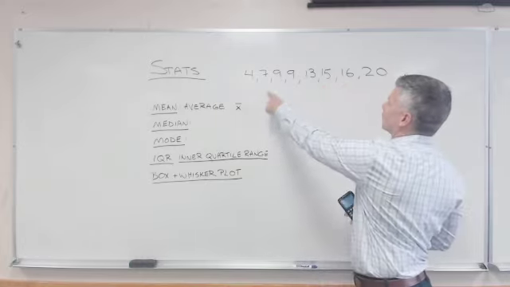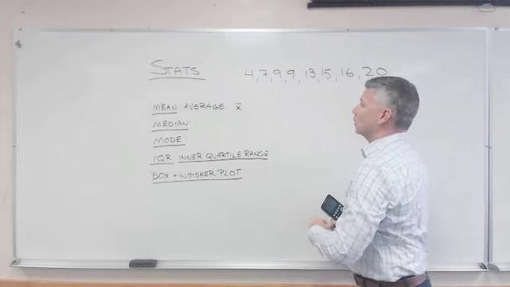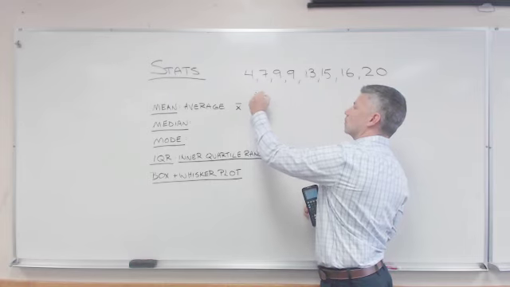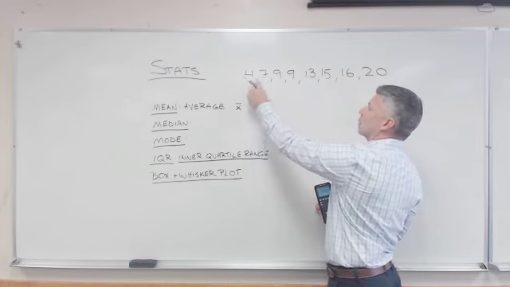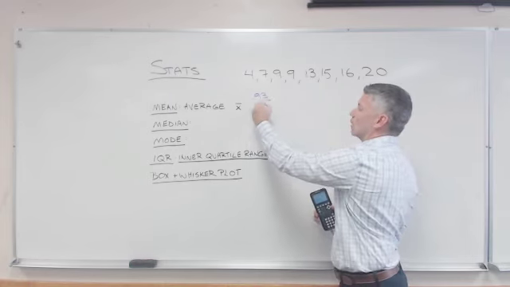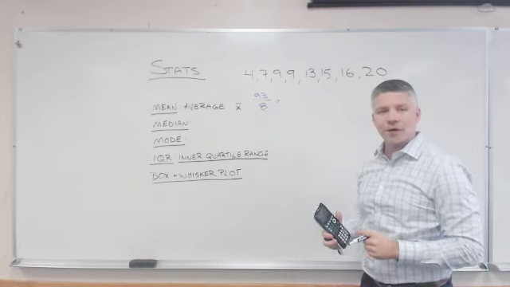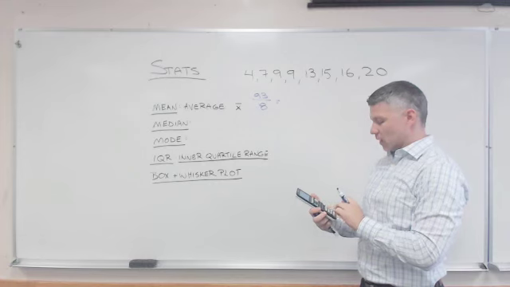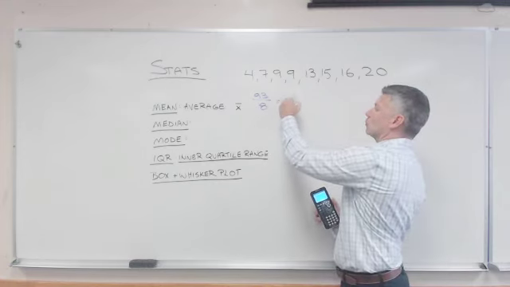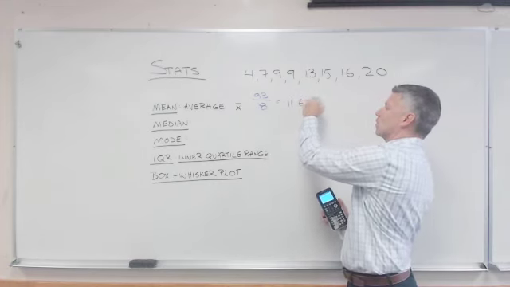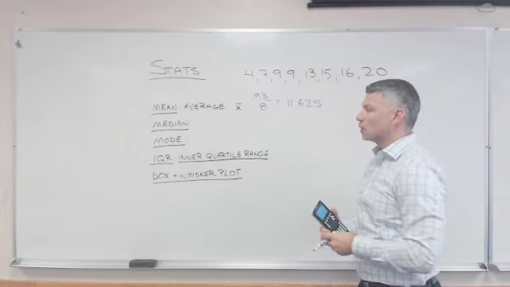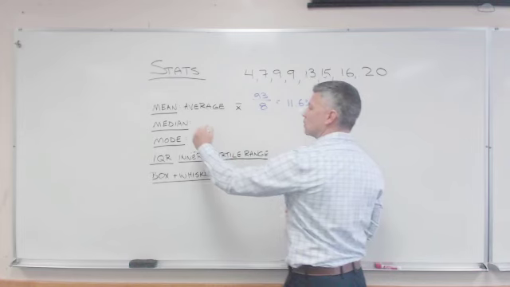In my calculator, if I add all these numbers up, I get a total of 93. And if I divide it by how many numbers there are, 8 numbers, I will find the mean. So 93 divided by 8, and I'm going to round to 3 decimal places like we have been doing, 11.625. The median is the middle number.